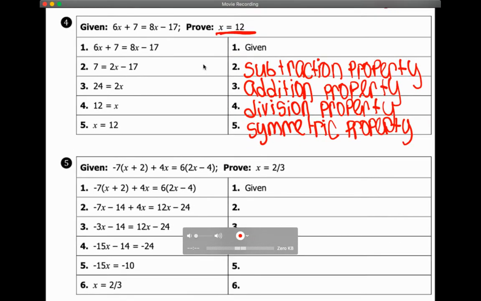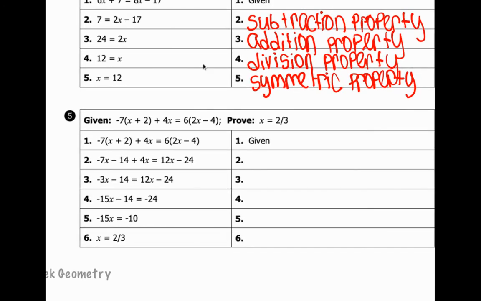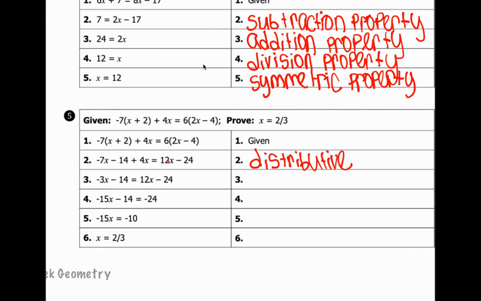Okay, last one in this section. So the given, then it looks like they use the distributive property in line 2. To go from 2 to 3, it looks like they just combined the -7x and the 4x. So we would just call that simplifying. They didn't move anything to a different side, they just simplified.